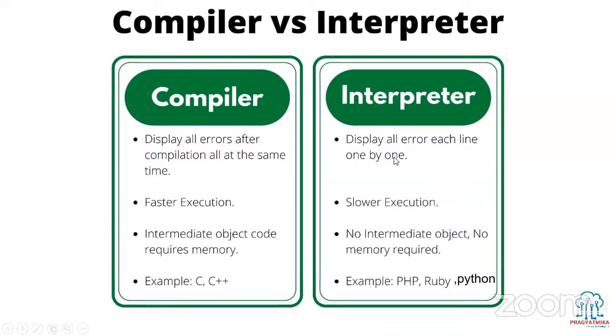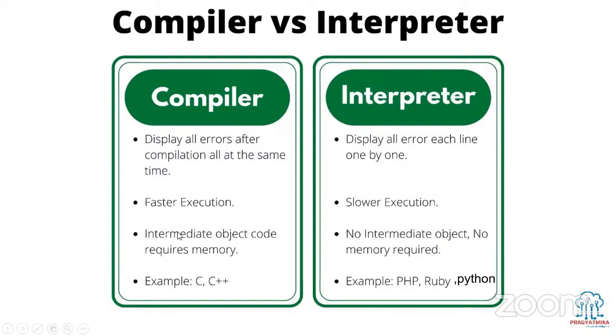Whereas here, the interpreter displays errors line by line, which means we are getting immediate feedback that there is an error. We get immediate feedback during the execution of the program. And it has slower execution because the code is translated and executed line by line, rather than pre-compiled into machine code. Okay.